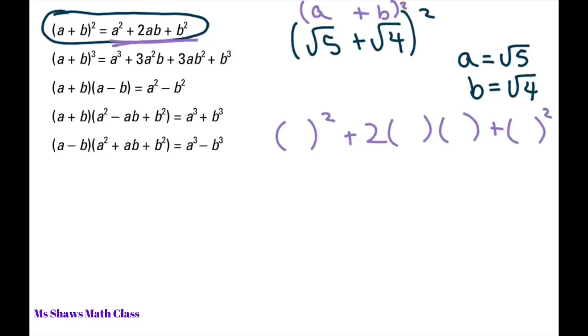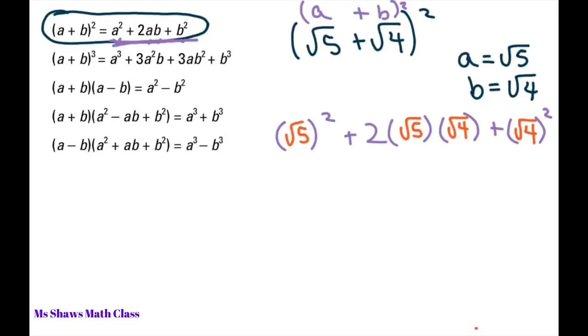You see what I did? Everywhere there was a variable, I just put parentheses. Now A goes here, so A is square root of 5. A also goes here. B goes here, and B also goes here. So I just filled in the formula.